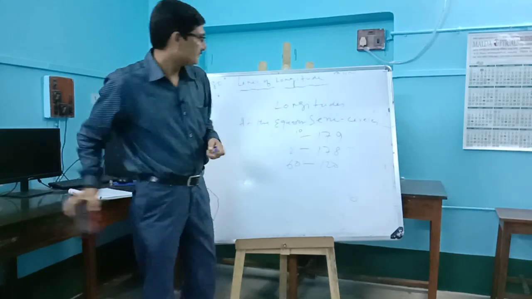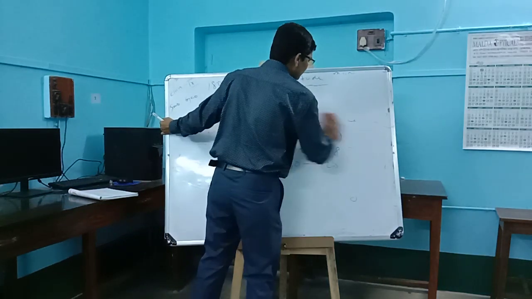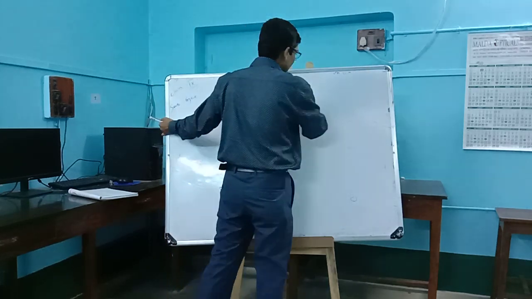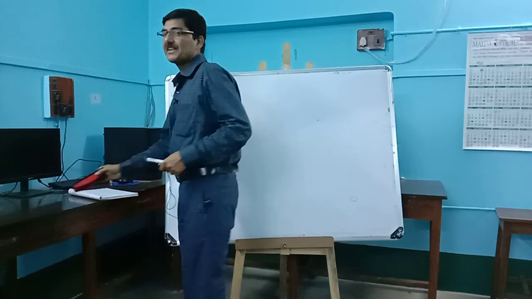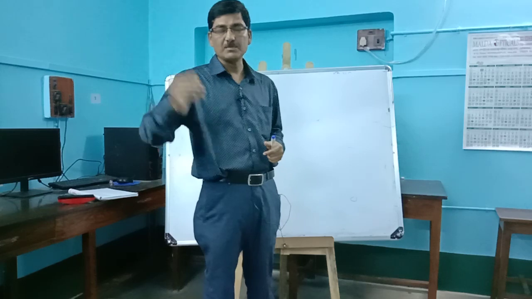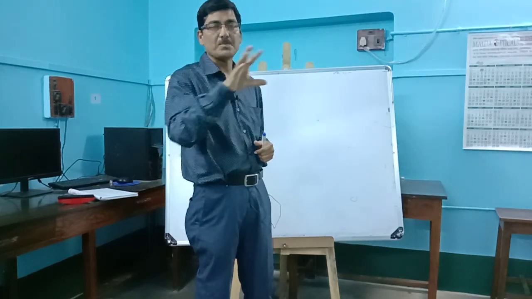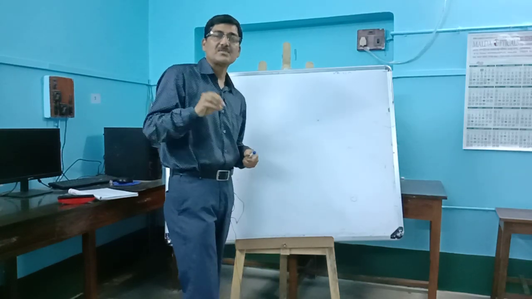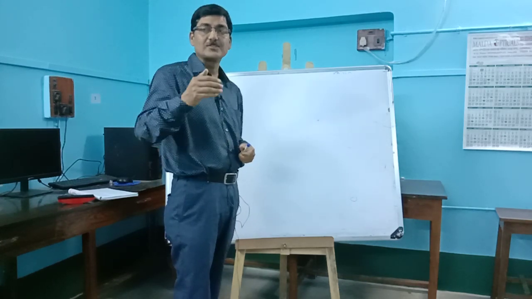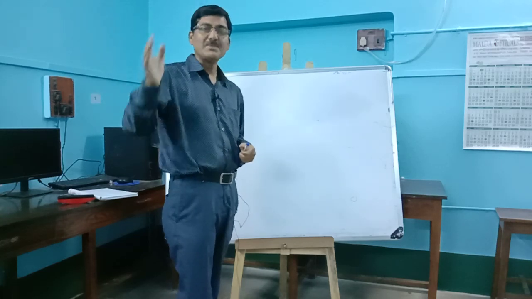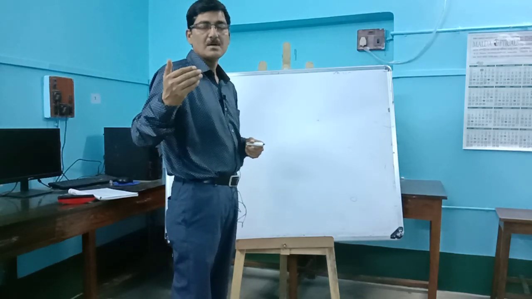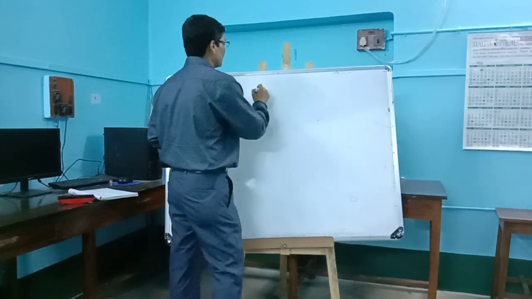Another important thing, so what are the uses of lines of longitude? I discussed last class the uses of lines of latitude. Number one, it helps us to locate a place on the globe. Second, to determine the climate of a place. Third, the lines of latitude help us to know about the heat zones of the earth. Similarly, the lines of longitude help us to know basically the time.